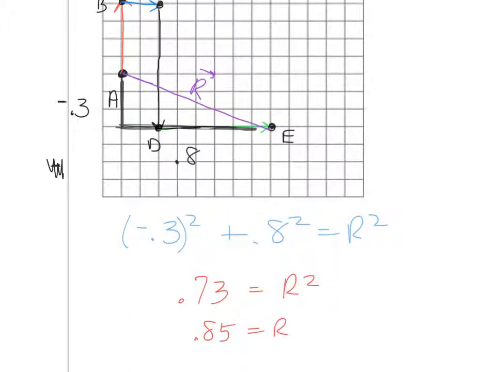So that's the magnitude of vector R. The question is, what is the direction? And the direction can only be given if you know an angle. So that's the next part we have to talk about now.